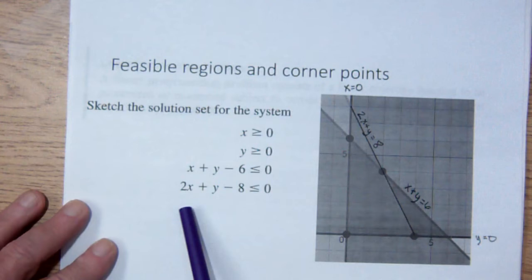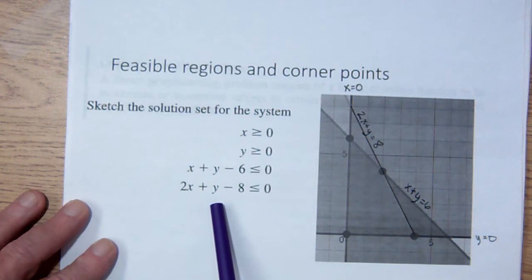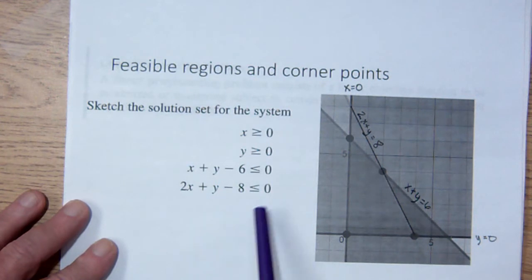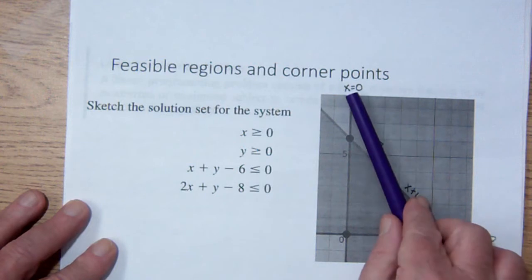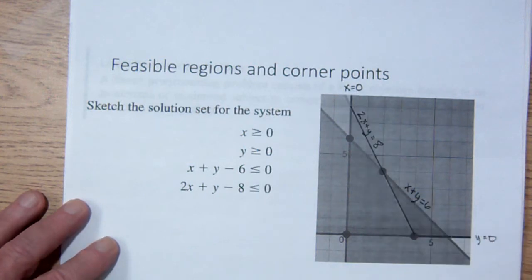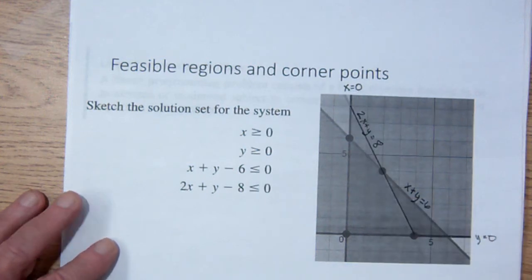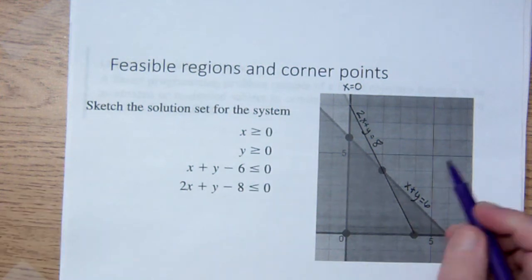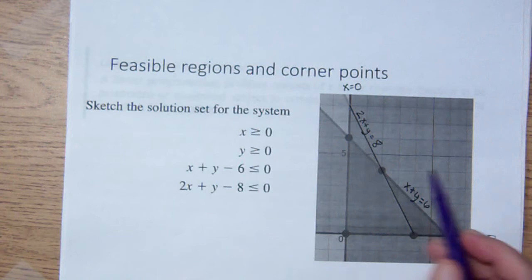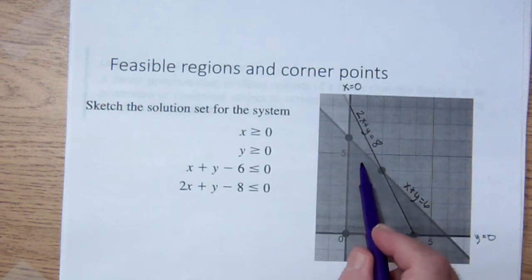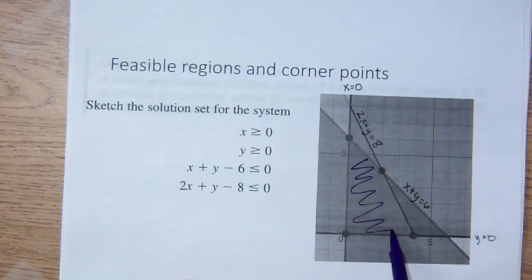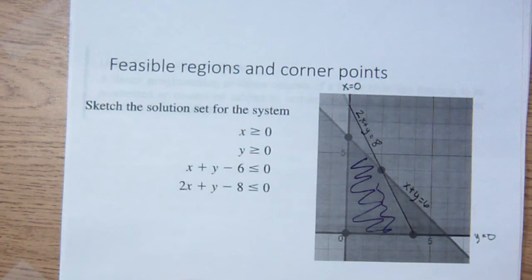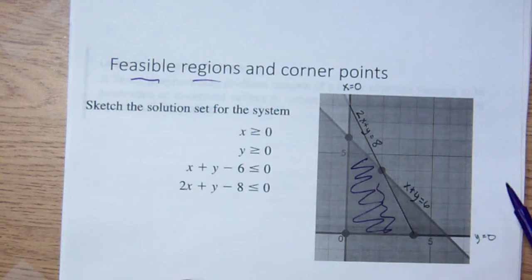And here I get 2x plus y is less than or equal to 8, and that's going to be this other line. And now what I will do is I'll do my test points to see which half planes, but where they overlap, all of these are ands, is going to be this region. And so that is called the feasible region. It satisfies all the constraints, and there are corner points.